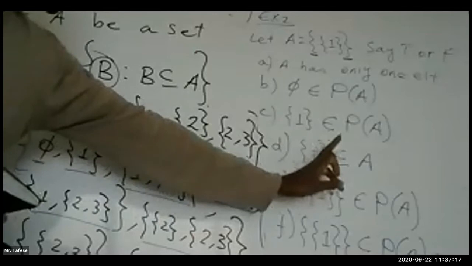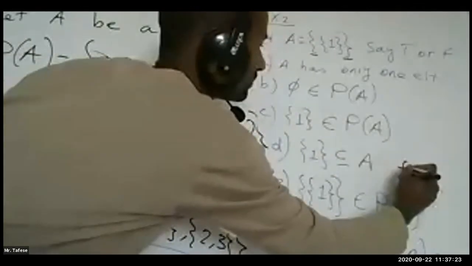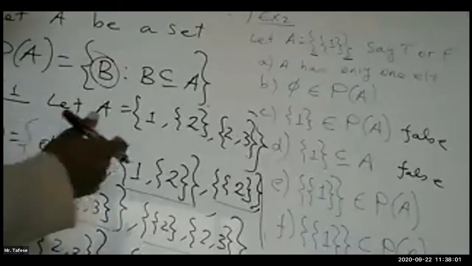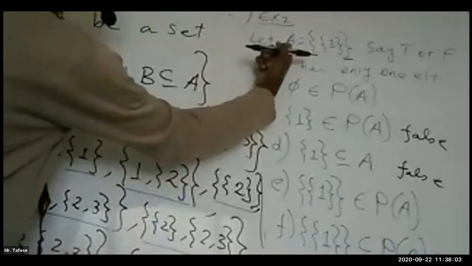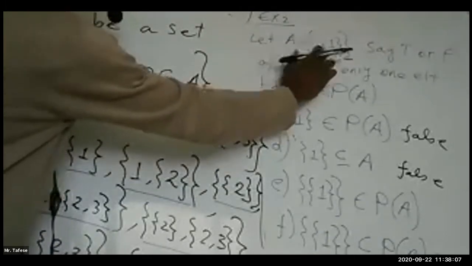D says one within a brace is a subset of A. This one is false. False. This one is again false. Why? It is a very important question. I passed over it earlier without saying. Look, this set A has an opening brace and a closing brace.